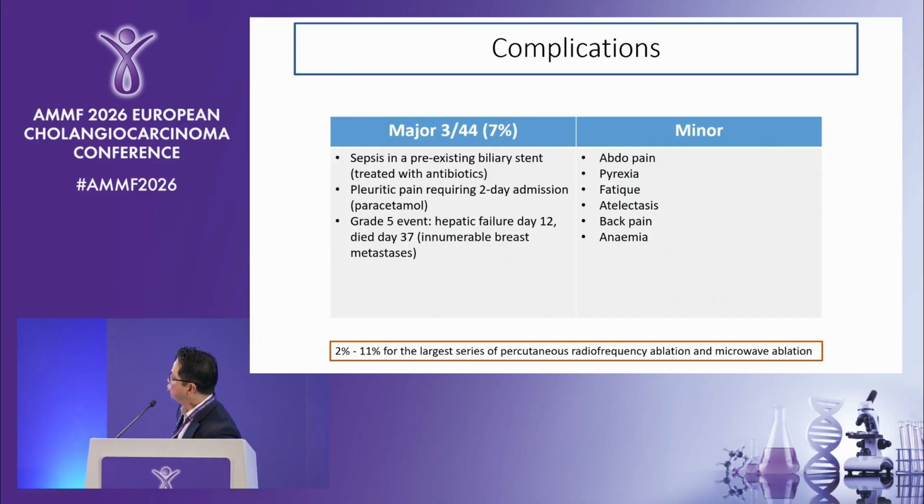The second patient had pleuritic or pleural lining pain, which required a couple of days of admission. And then the third patient developed hepatic failure, but that was because of multiple metastases from the underlying breast cancer. Other minor issues were abdominal pain, fatigue, and pyrexia, but I'm sure those are minor and can be managed. So the complications described so far are compatible with what we see in the larger series of percutaneous ablation or microwave ablation studies, which range between 2% to 11%.